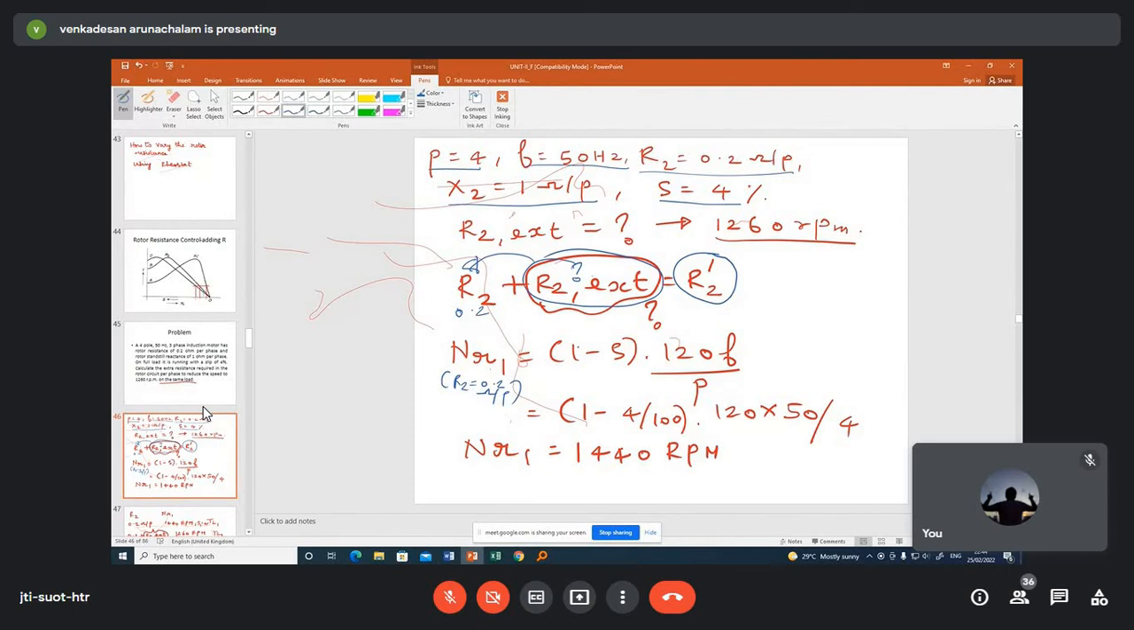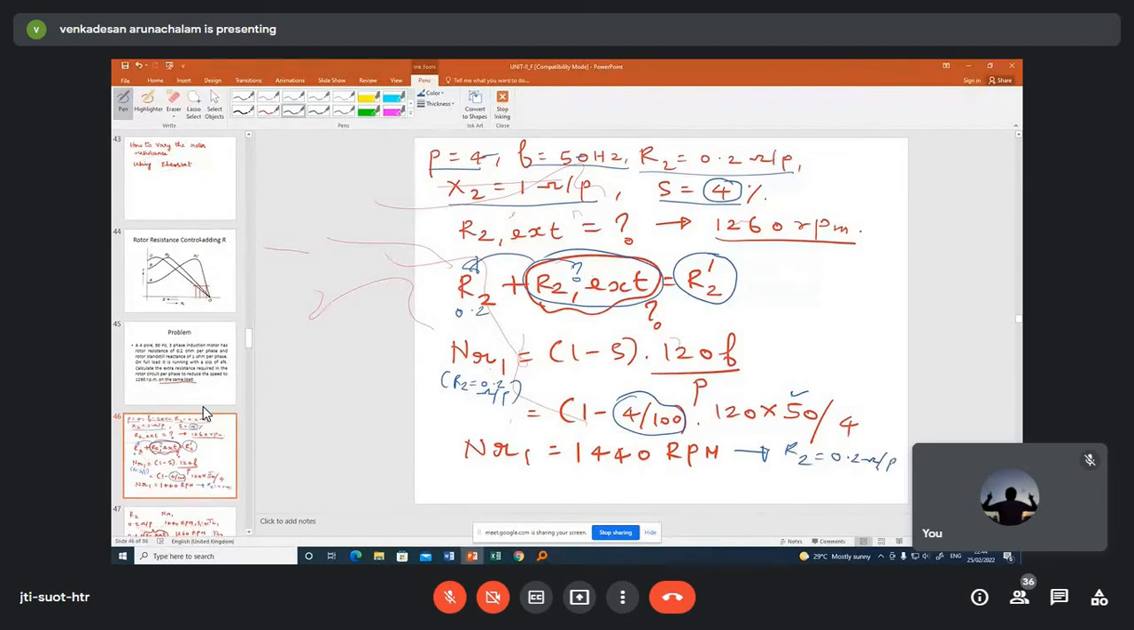So that is equal to (1 minus S) into 120 F by P. What is the rated slip they have given here? The rated slip is given as 4%. So you substitute here the percentage: 4 by 100, 120, frequency is 50, number of poles is 4. So your NR1 comes to be 1440 RPM. This is the rotor speed corresponding to the rotor resistance 0.2 ohm per phase.